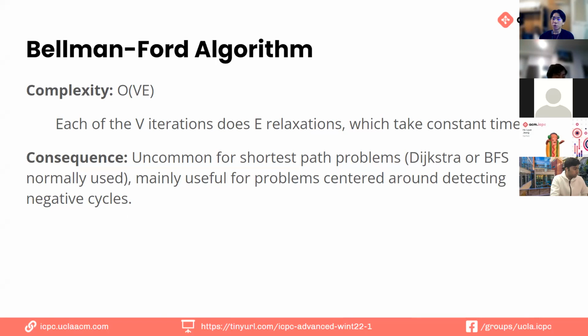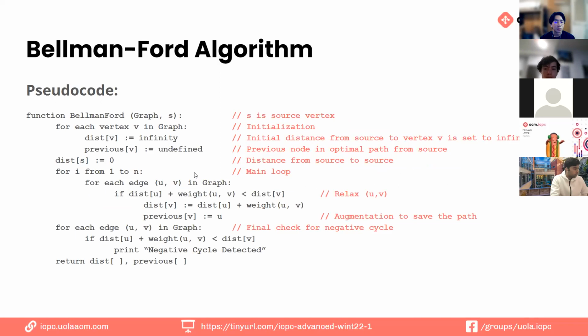So we normally don't use it in shortest path problems, but it's useful for problems that are specifically targeted towards negative edge cycles. If you went to training last week, there was a problem about detecting negative cycles, which was useful. And you can also do this negative cycle detection with the next algorithm we're talking about too. And here's some pseudocode if you want to look through it. But we won't be implementing this today.